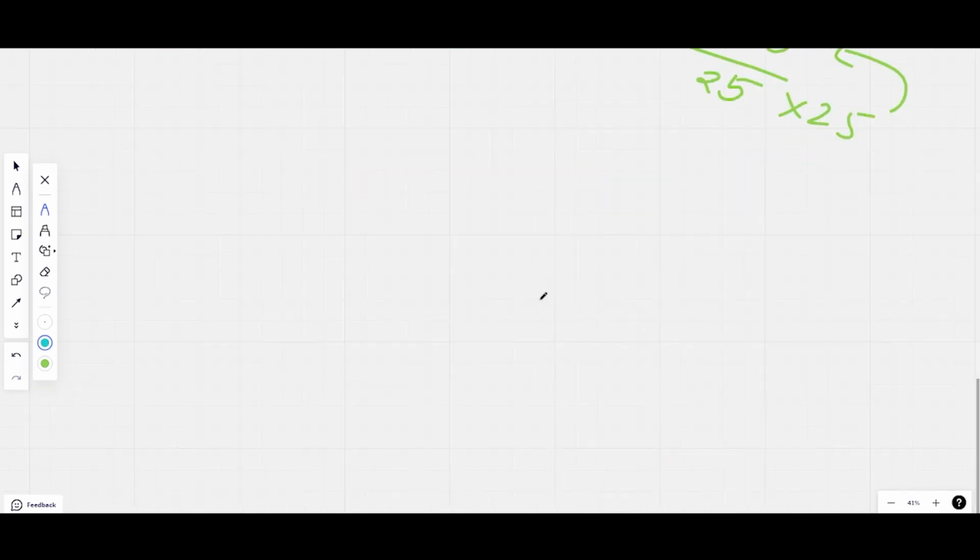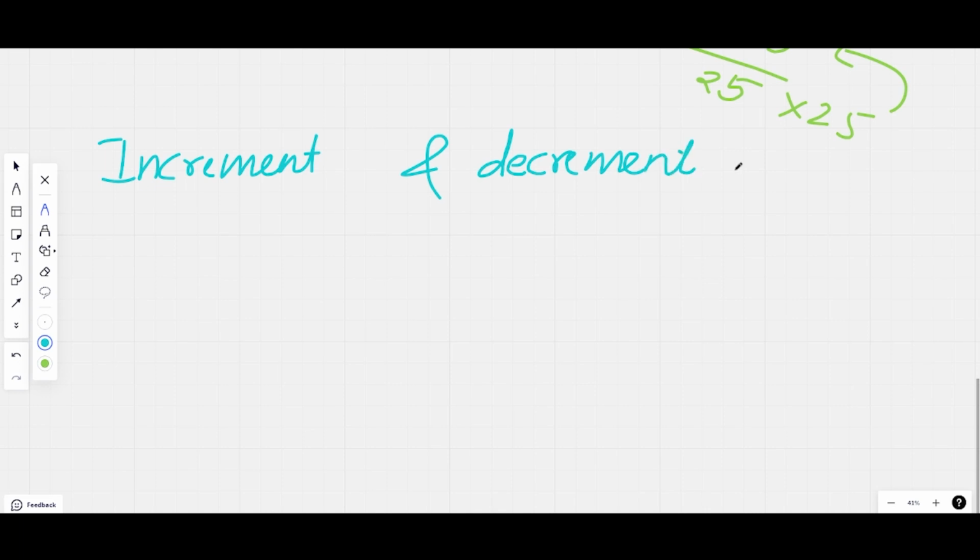Now there are two more operators which we call the increment and decrement operators. These are a little bit complicated because we don't generally see them in maths. So this one we will do in the next video.